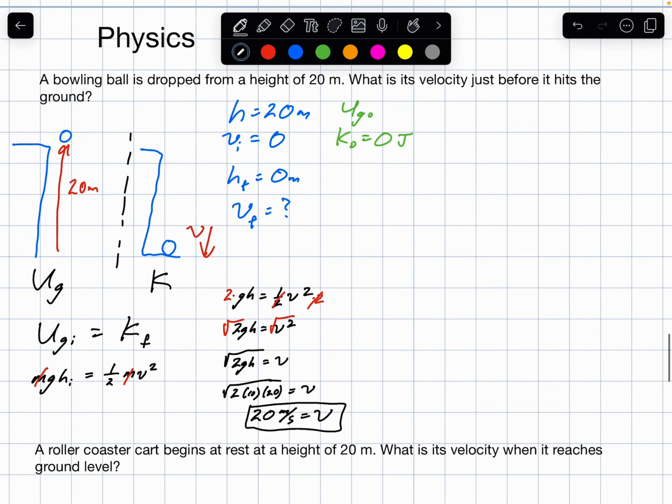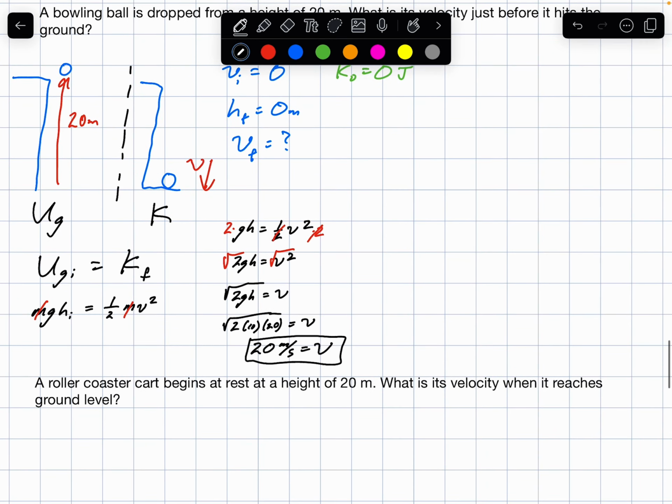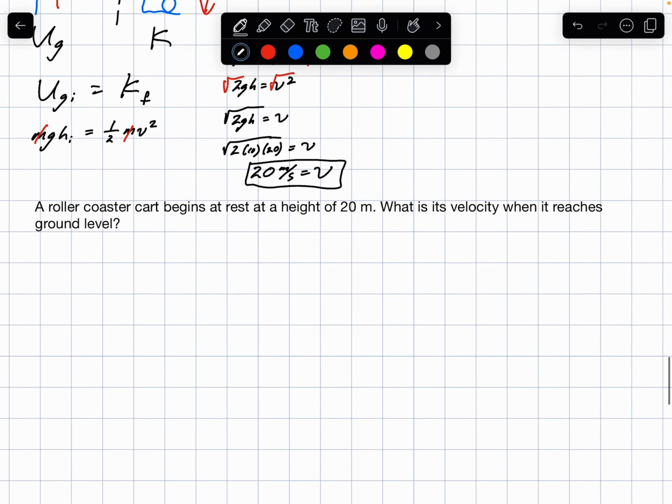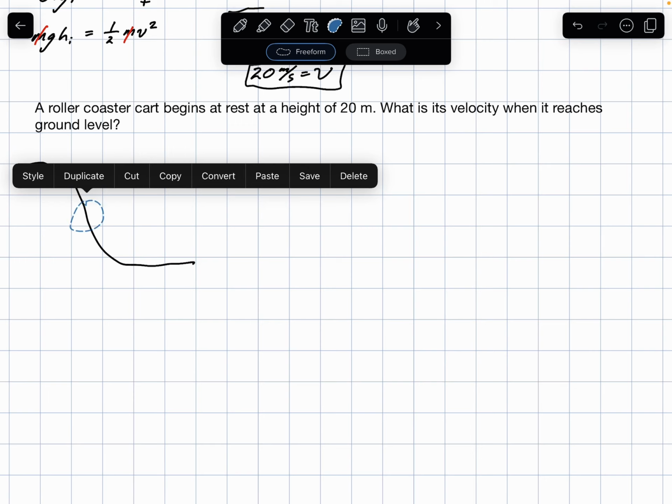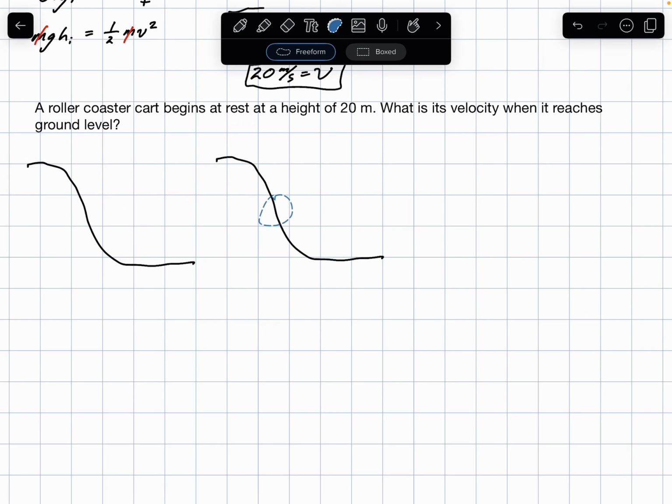Okay. Now I have this other question because it's solved the same way. We imagine a roller coaster cart. So roller coaster cart begins at rest at a height of 20 meters. So imagine some roller coaster type scenario. And the roller coaster cart begins up here. And then it ends down here.